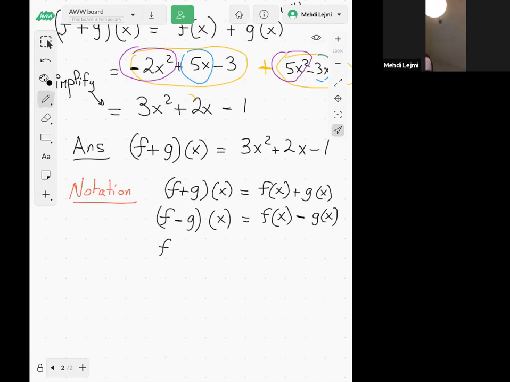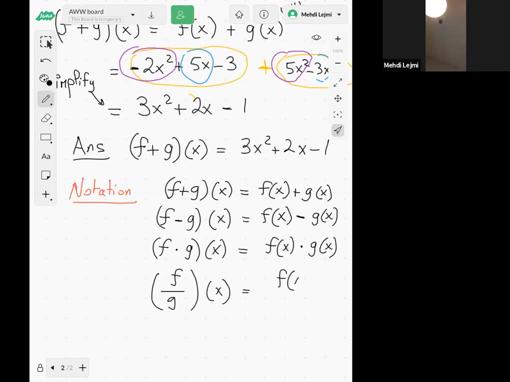Multiplication, right? With a dot. So f dot g. That's the multiplication. So that's just f of x times g of x. All right, with a dot. And finally, the division, f over g. That's like f of x over g of x, right?